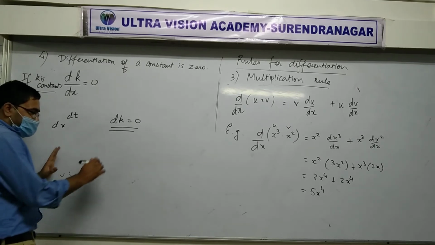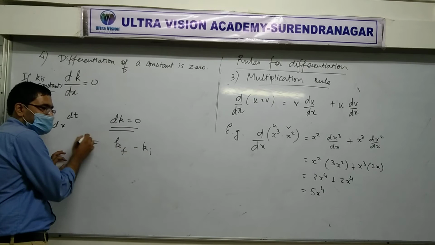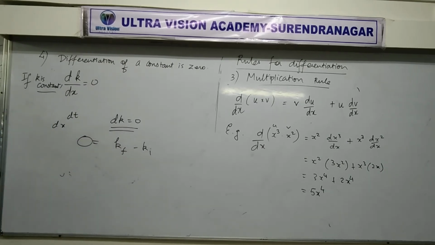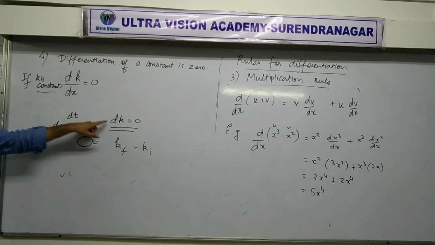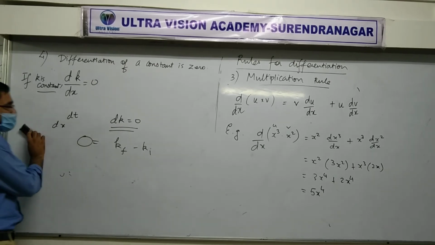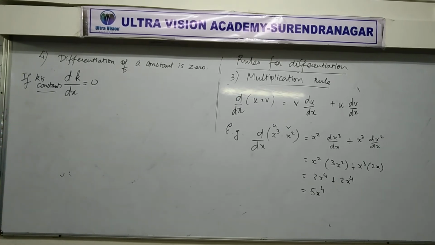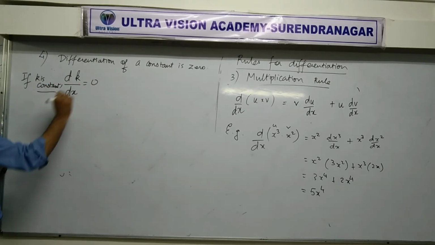If I tell you that some value is constant, then you do final minus initial. But both are going to be the same, so the difference will always be 0. Make sense? Yes. So dk will always be 0 and hence dk by dx is going to be 0. Okay, so differentiation of a constant is always 0. See, nobody is going to ask you the reason, but if you know the reason, you have a better chance of remembering. Because k is a constant, that's why dk by dx is 0, because k never changes.